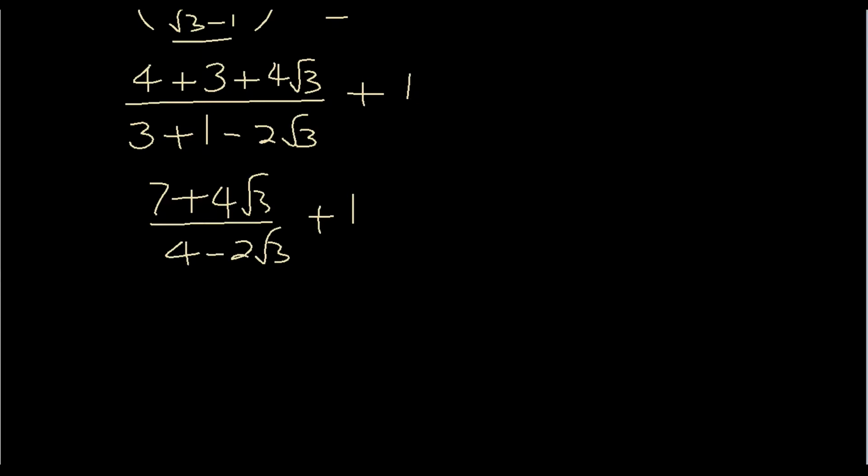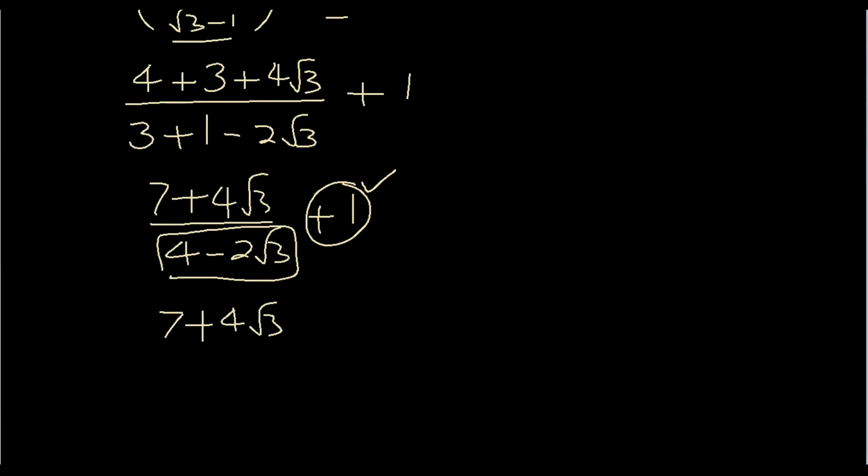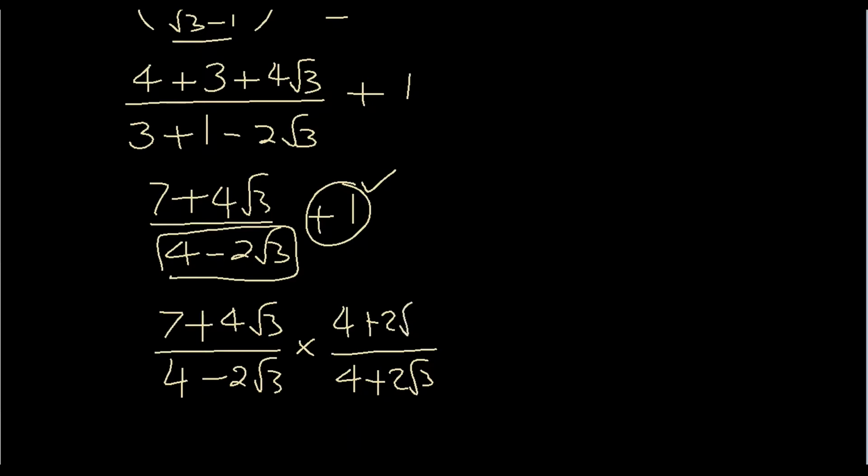Okay, can we club these two together? Or rather, let's leave 1 alone for the time being. Let's keep it aside and we will take care of this later. Let's rationalize the denominator here: 7 plus 4 square root 3 over 4 minus 2 square root 3. We will rationalize the denominator by multiplying by the conjugate of the denominator, up as well as down. So let's complete it here. Plus 1 is kept aside.